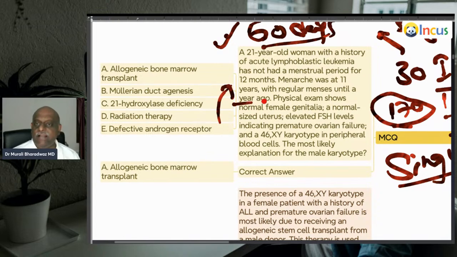Regular menses until 1 year ago. Normal female genitalia, elevated FSH, premature ovarian failure. What is the cause?